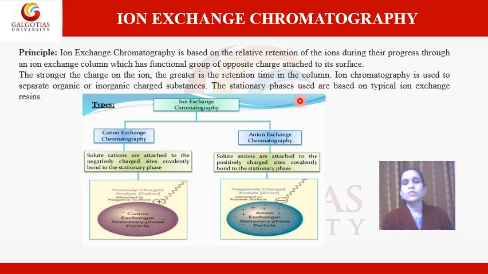Ion exchange chromatography is used to separate inorganic or organic charged compounds. Here the stationary phase used is based on the typical ion exchange regime. Ion exchange chromatography is of two types, cation exchange chromatography and anion exchange chromatography. Here the solid cations are attracted to the negatively charged sites. In cation exchange chromatography, the stationary phase is negatively charged and the solutes to be separated will be positively charged. In anion exchange chromatography, the stationary phase is positively charged and the solute of interest, which will be separated, is negatively charged.